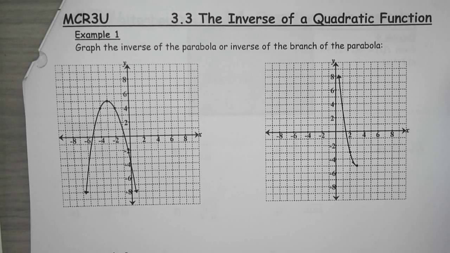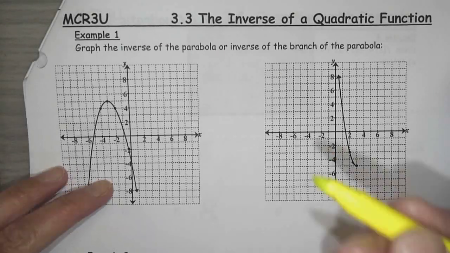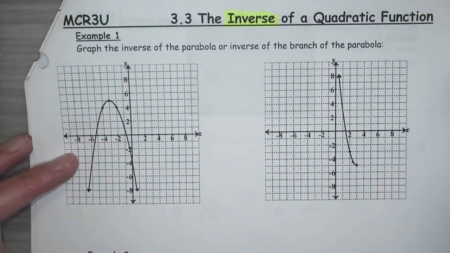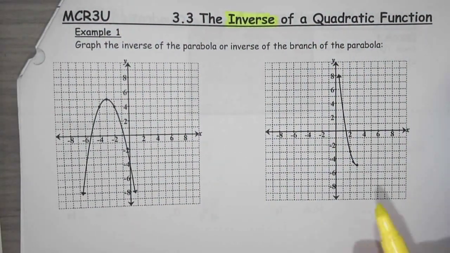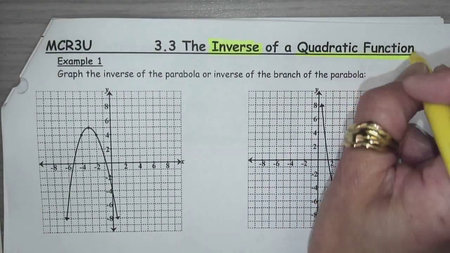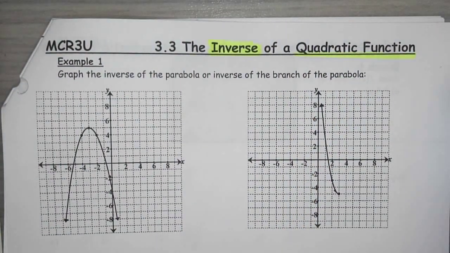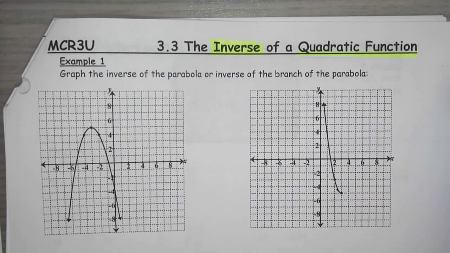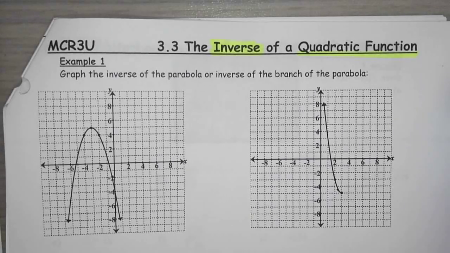So we're on 3.3, the inverse, we know that word, inverse of a quadratic function. The inverse that we did before, in this section, we did it for a linear function. This time we're doing a quadratic function. Last time we talked about inverses, it was for linear. Now we're going to do a quadratic function. So this chapter is all about quadratics.